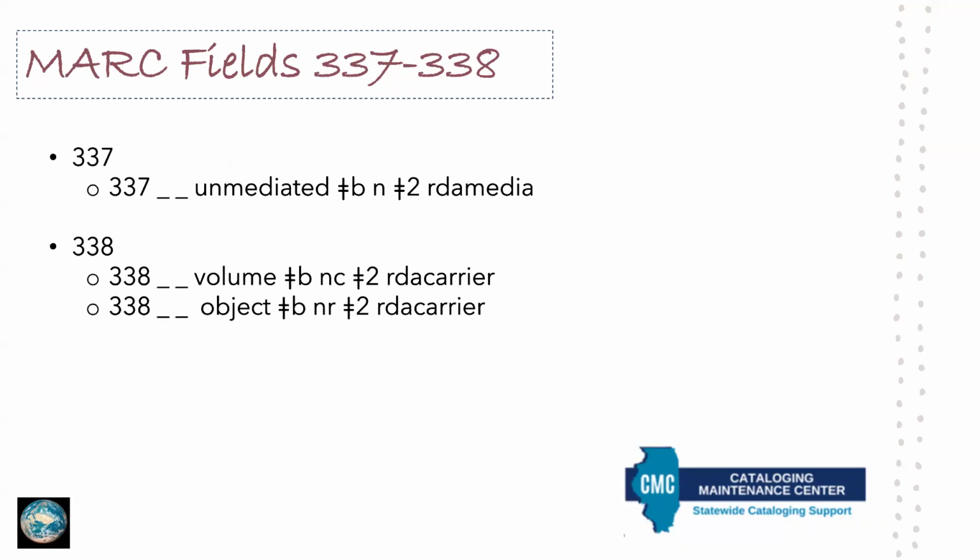And let's finish out our 33Xs with 337 and 338. The 337 will typically be the same as it is for books, unmediated, with a subfield B of N and a subfield 2 of RDA media. The 338 will be different for maps and globes. A globe should be recorded with object in subfield A. With a plat book being considered an atlas, a 338 of volume is appropriate. Use NR for subfield B and RDA carrier for subfield 2.